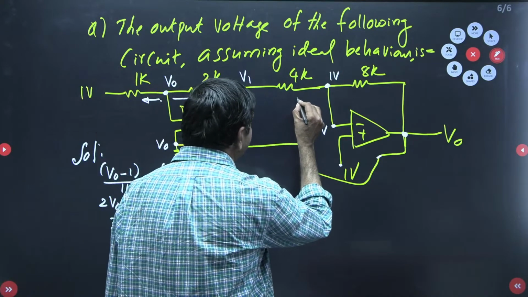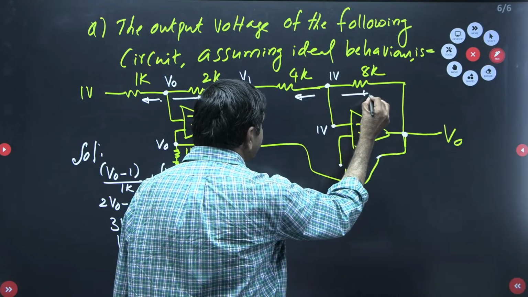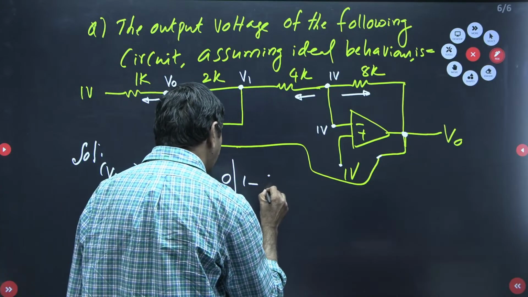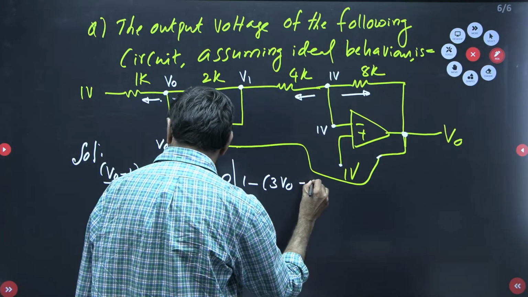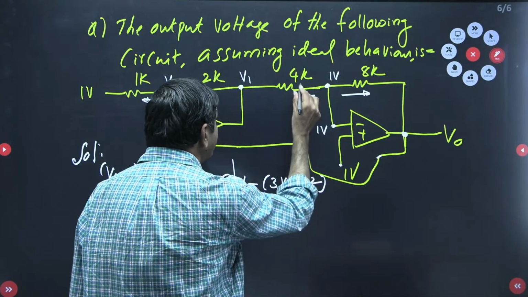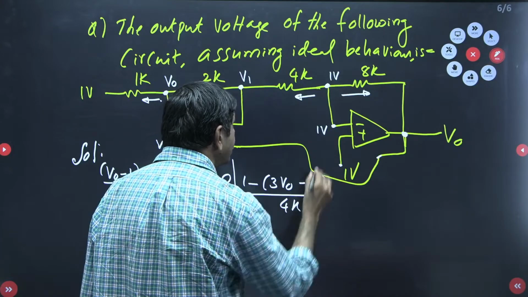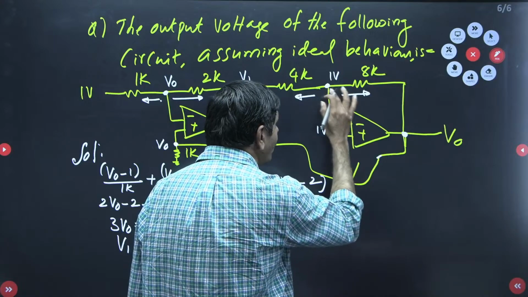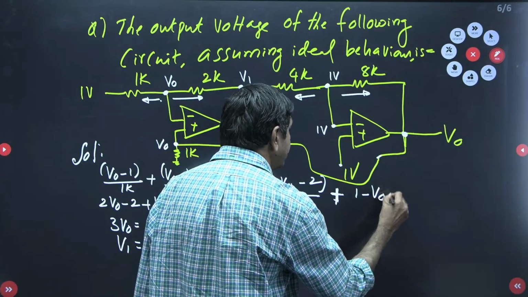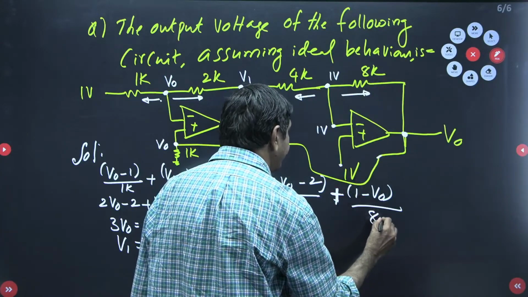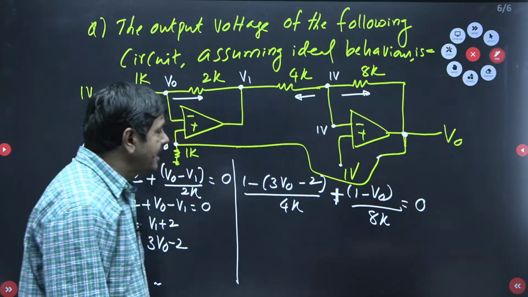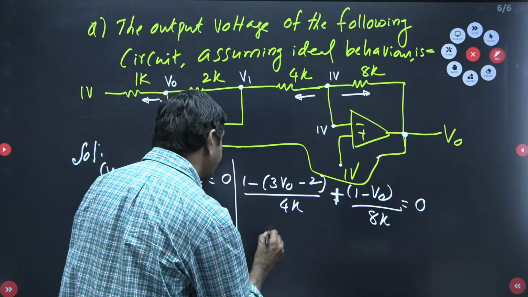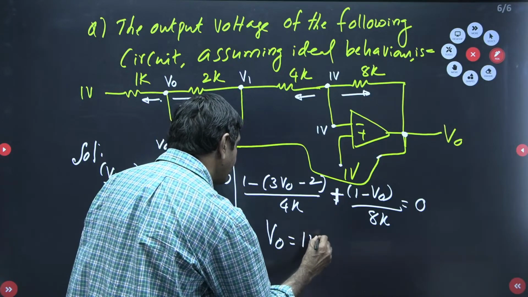Once you got V1, again I will apply nodal analysis. This current plus this current equals 0. 1 minus V1, which is 3 V naught minus 2, divided by 4K, plus 1 minus V naught divided by 8K equals 0. We are getting it in terms of V naught only. If you simplify, you will get V naught equal to 1 volt.